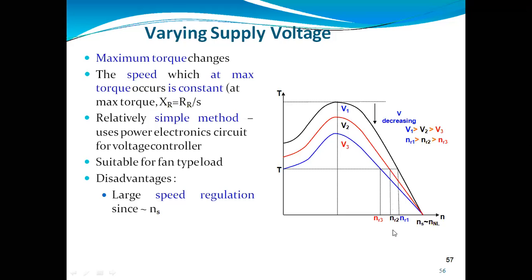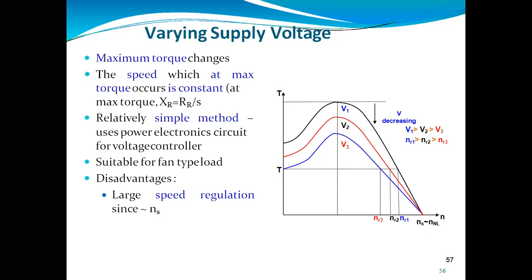This is the speed nr2 for V2. And when you study the speed characteristics for the value of V3, you will get the speed nr3. So you can see we can regulate the speed by varying the supply voltage. And how is it proportional? It is directly proportional. So if you increase the value of supply voltage, you can increase the value of speed. Here you will get the value of torque that can be constant.